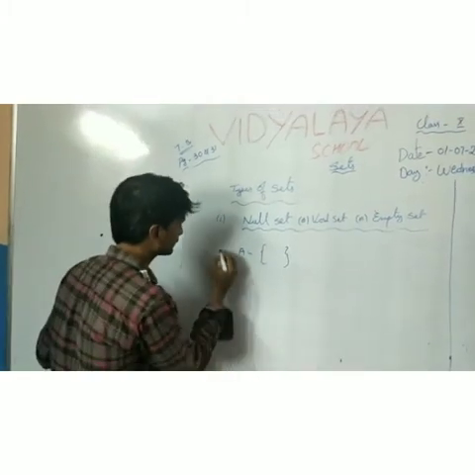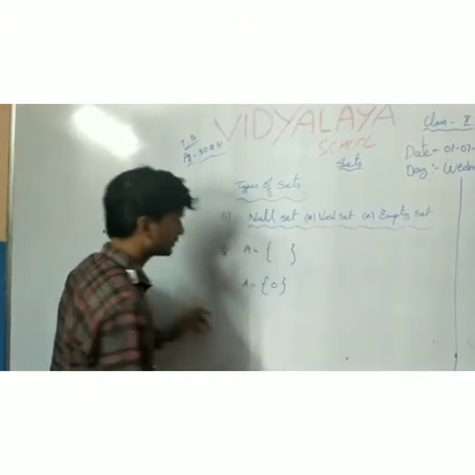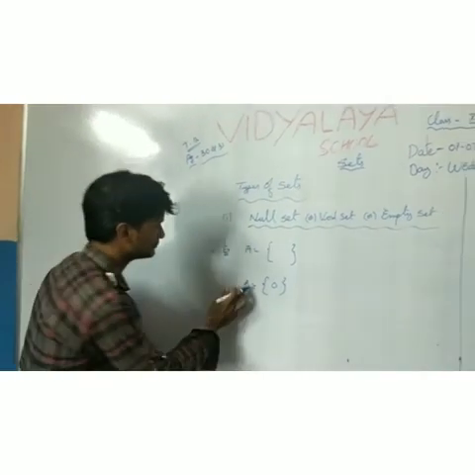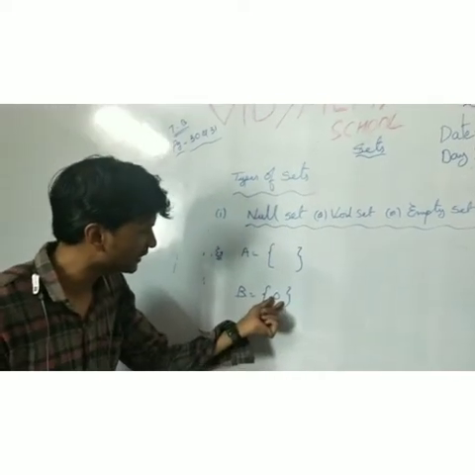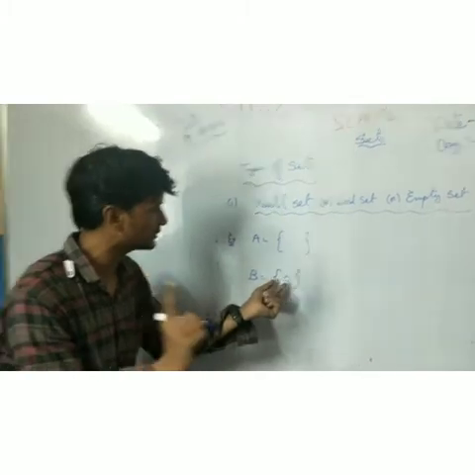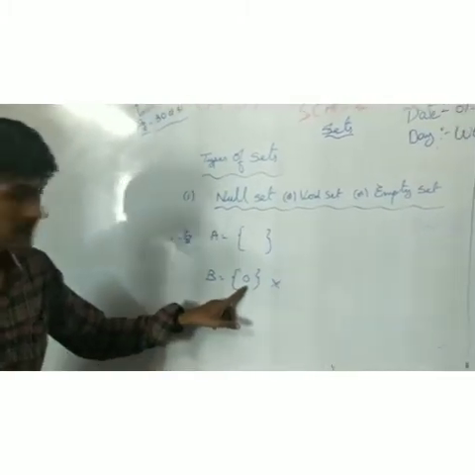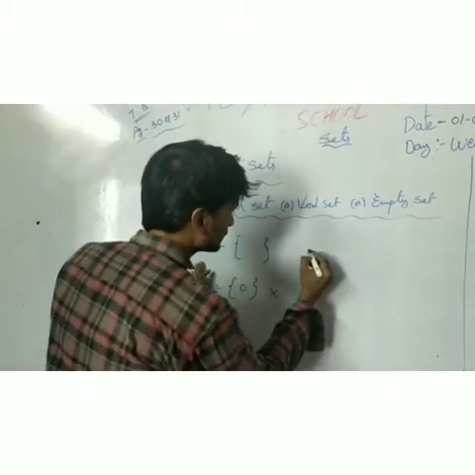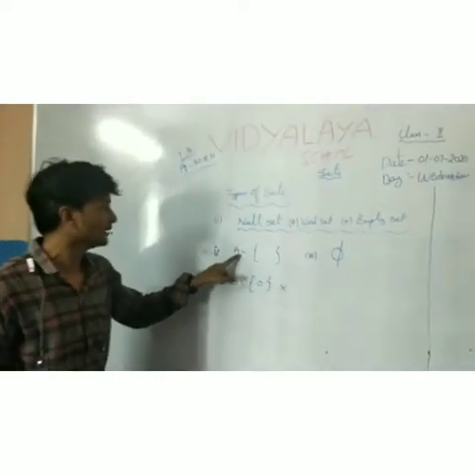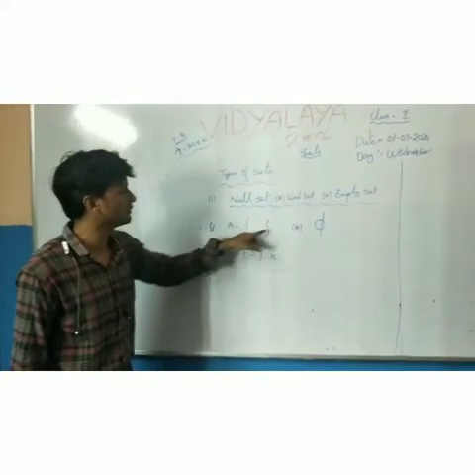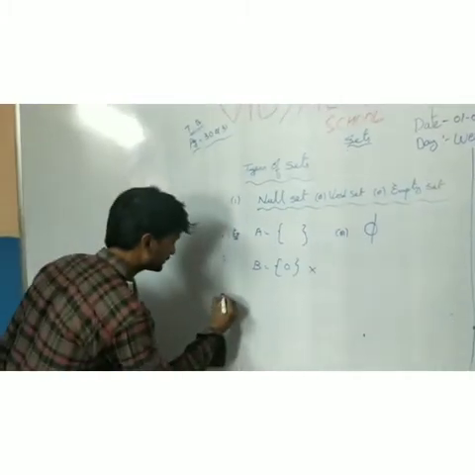These three words are same. For example, B equals the set containing 0 here. So 0 is also one of the elements. So it's not a null set or empty set. The null set is also denoted by phi. A equals null set, in that set no elements, and phi also we can indicate. This is the first type.